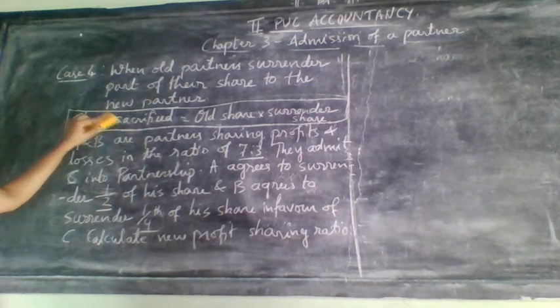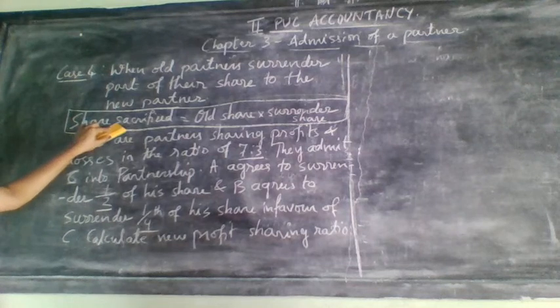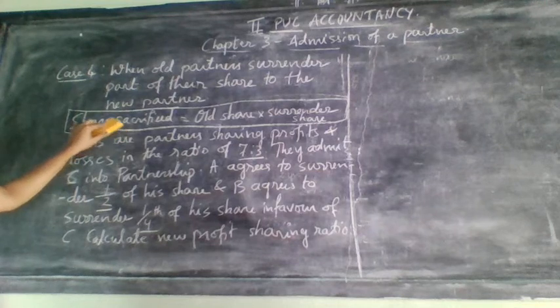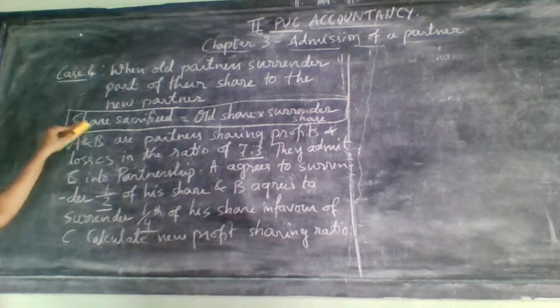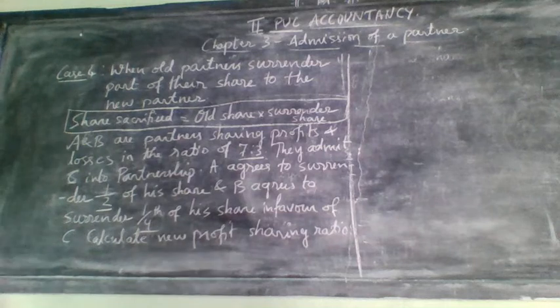Case 4 means first you need to find out the share sacrificed, then apply the formula of new profit sharing ratio, and then find the new ratio of all the partners. Let us do it. First we need to find out the old share into surrender share to get the share sacrificed.